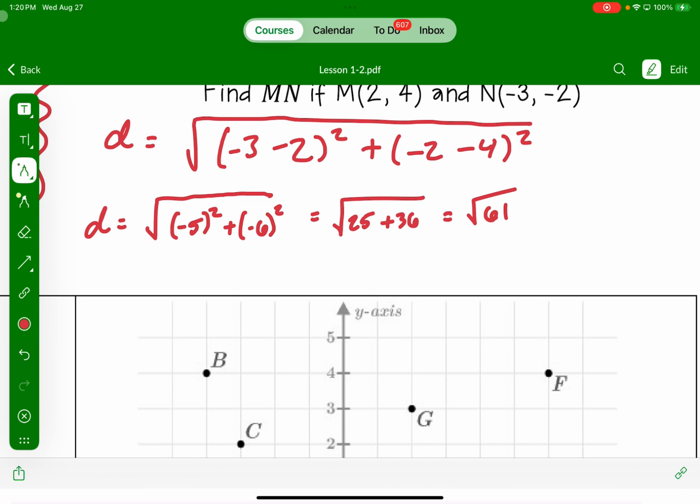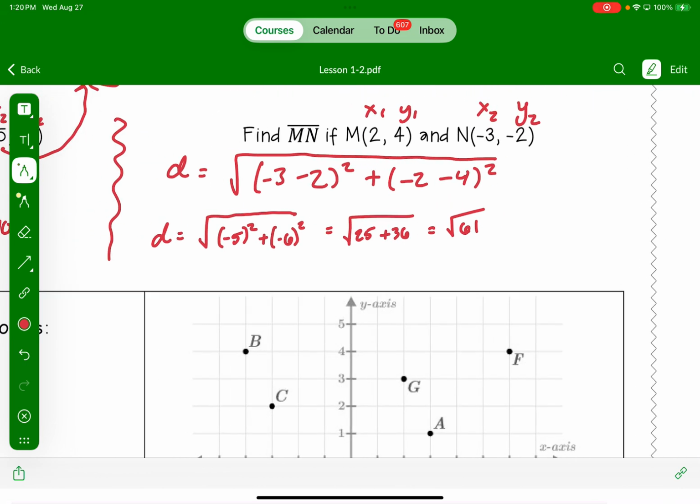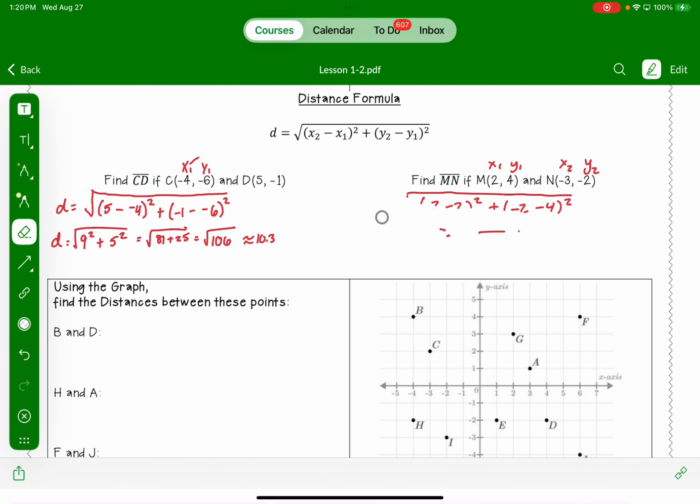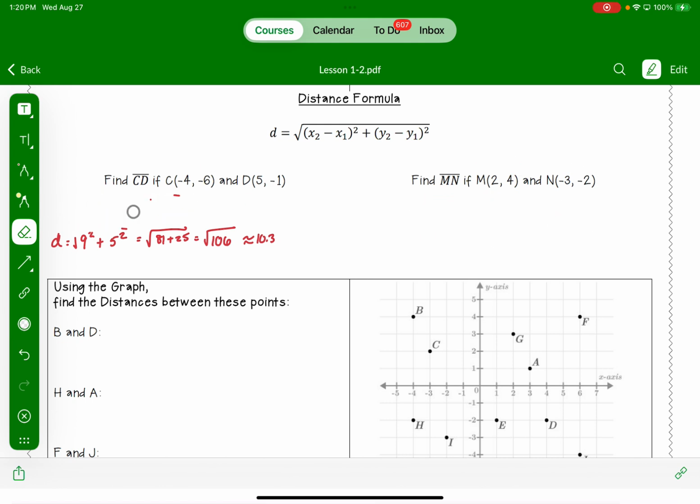All right. So now, I kind of want to pose this question to you. Where in the world did the distance formula come from? Who discovered how that formula came about? So, let's take a look at the graph and see if we can't figure it out.